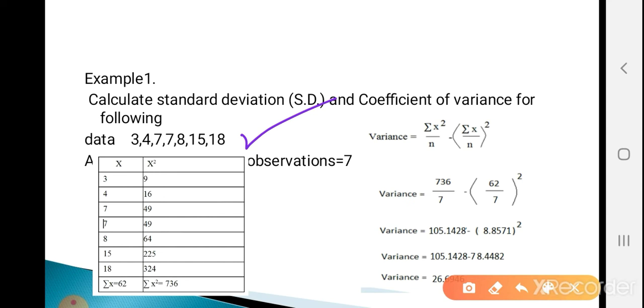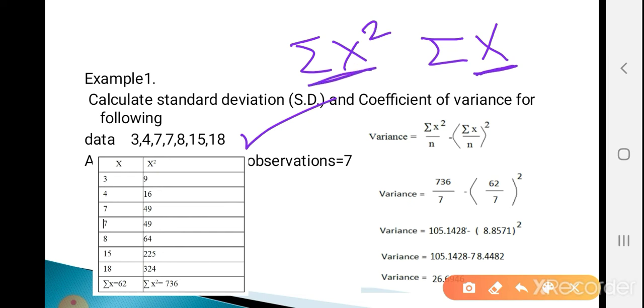So first calculate the variance. How to calculate the variance? Variance formula is summation x square divided by small n minus (summation x upon n) whole square, where small n is the number of observations and the value is 7. What is summation x square and what is meant by summation x? Summation x means sum of values of x, that is sum of column of x. And summation x square means sum of squaring all the values of x, that means sum of column of x square.